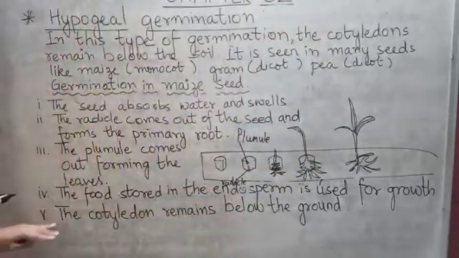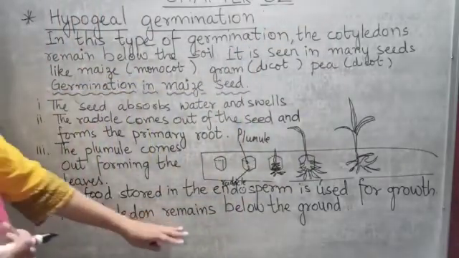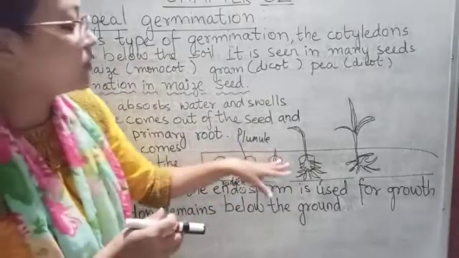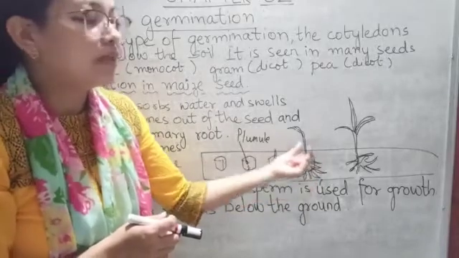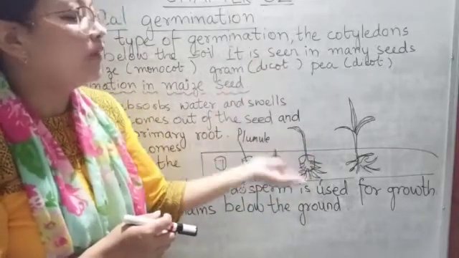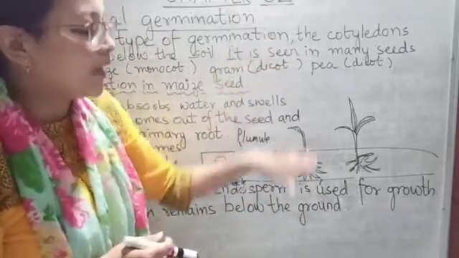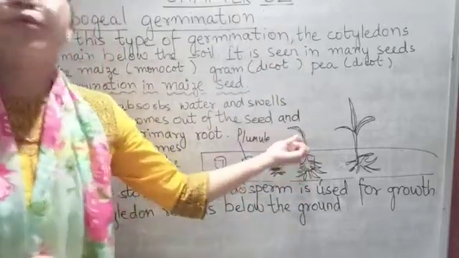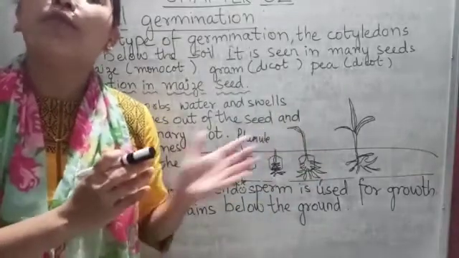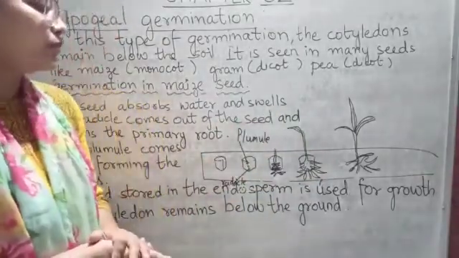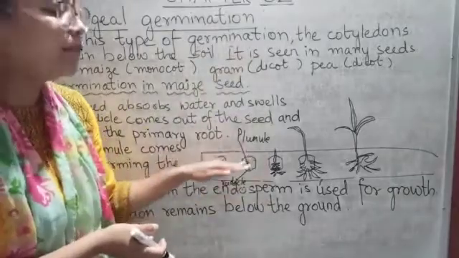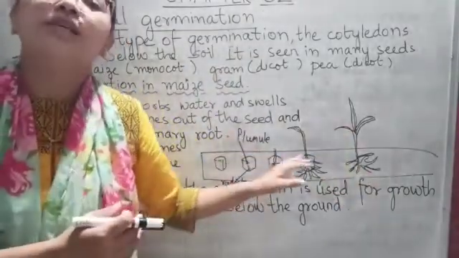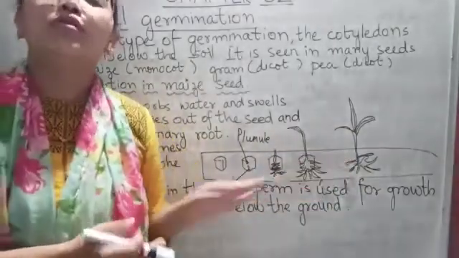Then the fifth step is that the cotyledon remains below the ground. It doesn't come above the soil along with the plumule; it remains behind below the soil, and only the plumule comes out of the soil forming leaves. So this is how hypogeal germination takes place in the maize seed, which is a monocot seed.